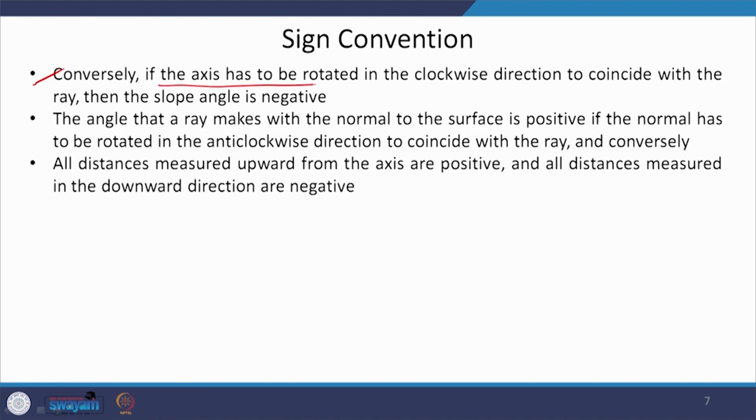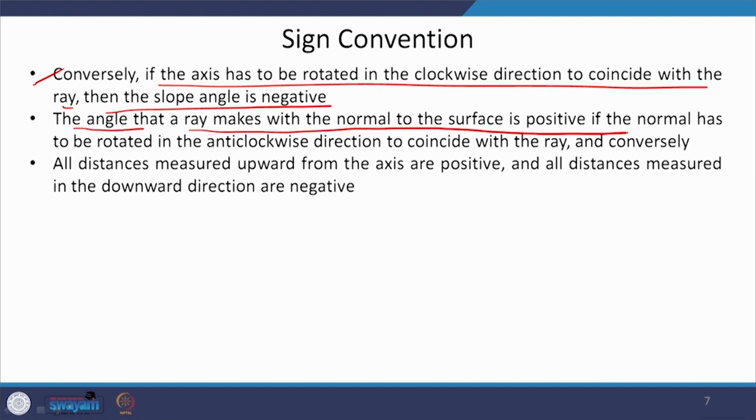If the axis has to be rotated in the clockwise direction to coincide with the ray, then the slope angle is negative. Next point, the angle that a ray makes with the normal to the surface is positive if the normal has to be rotated in the anti-clockwise direction to coincide with the ray. The same point which was stated for the axis of the system is now being stated for the normal.